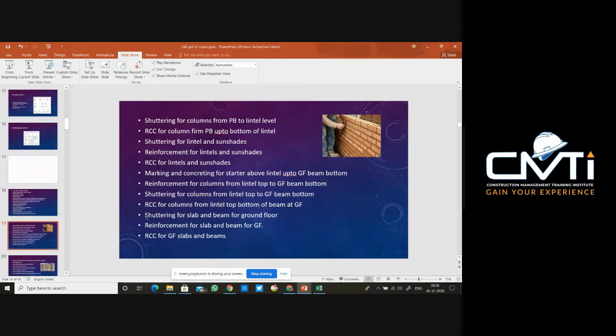After that, we have to do shuttering for the slabs and the beams for the ground floor. Then we tie the reinforcement for the slabs and beams of the ground floor. Then we do the RCC work for the ground floor slabs and beams.